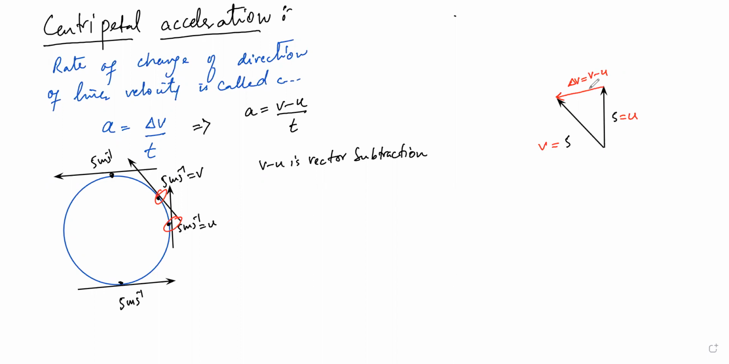Look, this vector V1 is 5, V2 is also 5, but because of their different direction, you are getting their difference as delta V equals V minus U. Got it? Now, how to find out this delta V? This is the angle theta, suppose. This is angle theta.